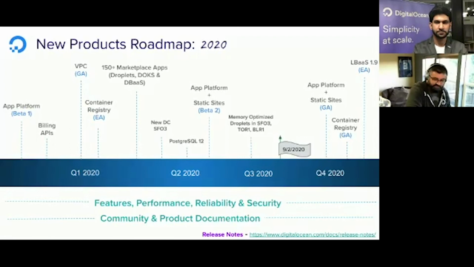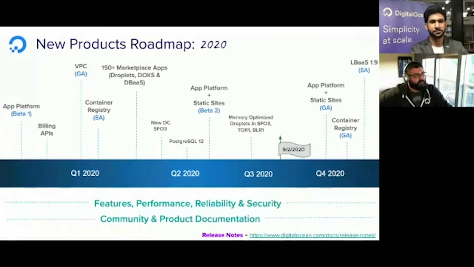We heard from our customers. They love the simplicity of DO, they love the price point, but they would love to run more cloud native applications. They want to have a simple way of hosting their web application in a PaaS platform or run static sites. We heard the feedback. We went out and released the beta 1 early in the year. Right now, the beta 2 of app platform static sites is out there. It's a private beta. We are inviting customers who are interested.